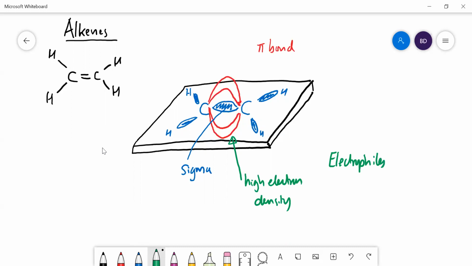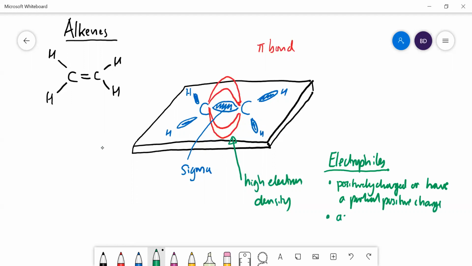Now, we've come across nucleophiles before. Nucleophiles are substances which are attracted to positive areas and tend to donate lone pairs of electrons to other atoms, whereas electrophiles are the opposite of that. They can be positively charged, or have a partial positive charge. And they tend to accept pairs of electrons.